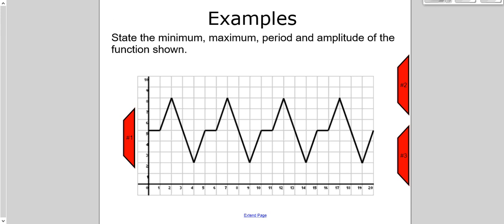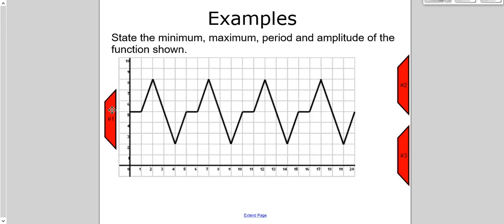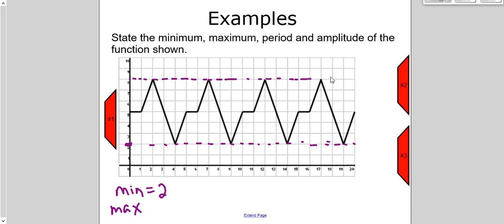So we're going to take a look at this first one right here. My min is my lowest point, which looks like it's right here. I go across, and so that would be at 2. And my max, which is my highest point, looks like it's up here, which is at 8.